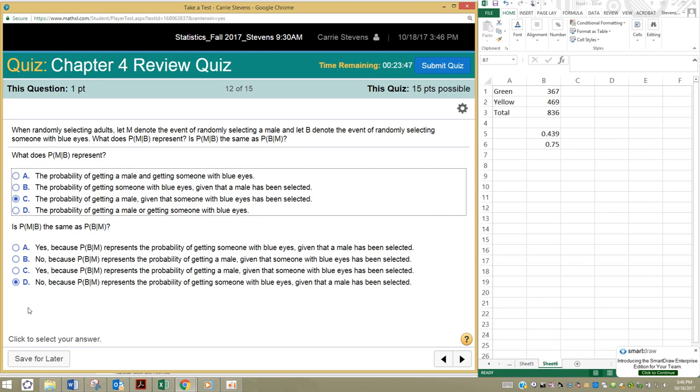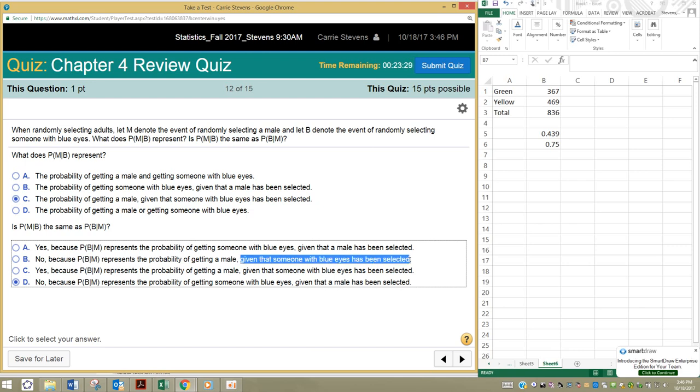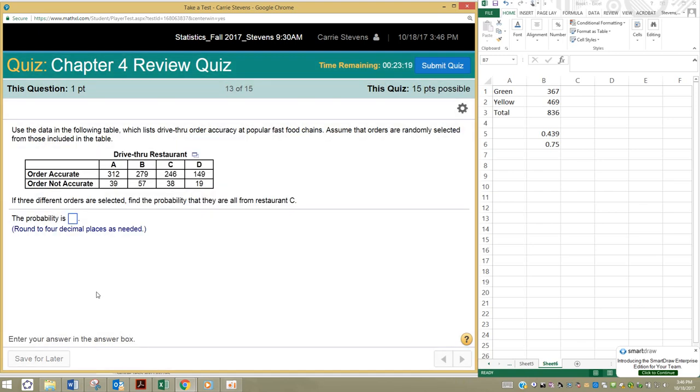Okay, then it's one of these two. No, because P of B given M represents a probability of getting a male given that someone with blue eyes has been selected. No. If the M comes second here in the notation, that's the given assumption. So the given assumption should be that the person was male, right? So it's got to be this one, most likely. It has to be, because it's the only other one that starts with M. So it's that one. Done.